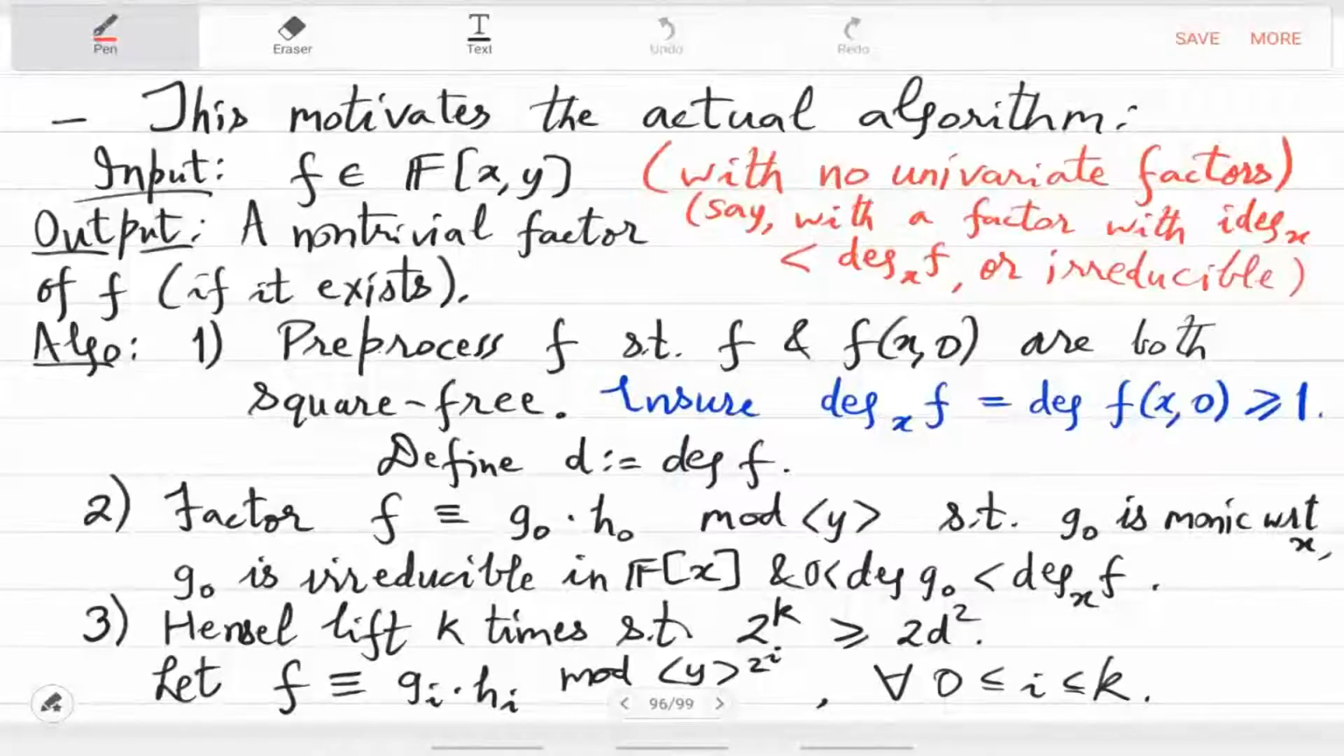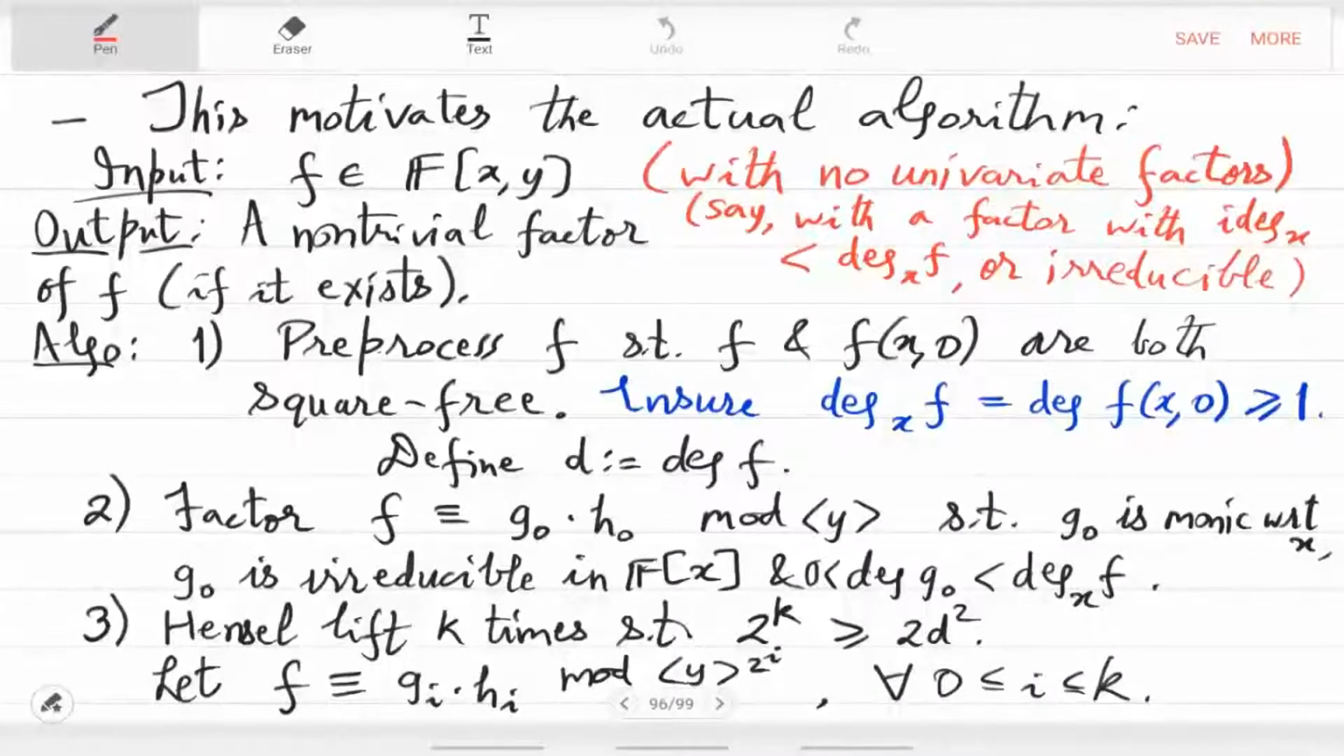Okay, so last time we wrote this algorithm which will reduce bivariate factorization to univariate. So basically in the input you are given a bivariate f over some field where you can factor univariates. There were some moderate assumptions on the input, like there should be no univariate factor, and say there is either f is irreducible or there is a factor with the individual degree with respect to x strictly smaller.